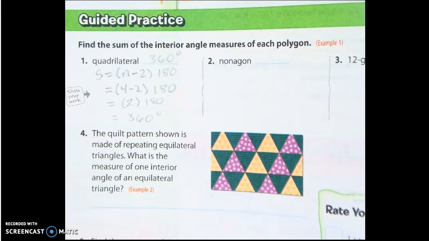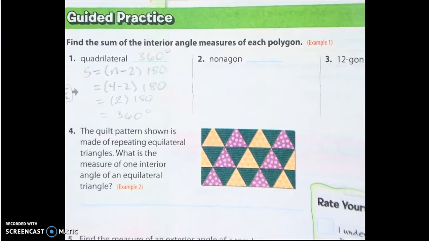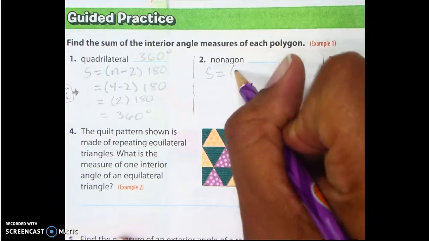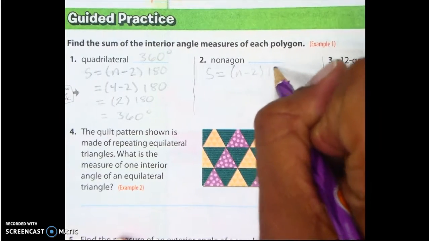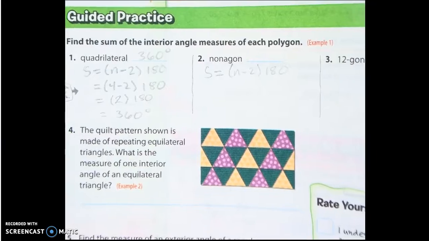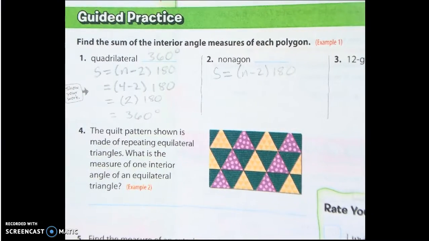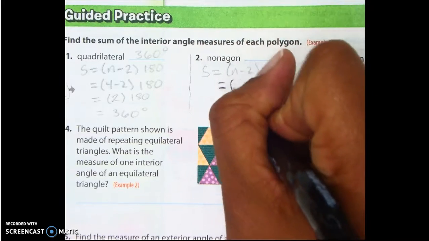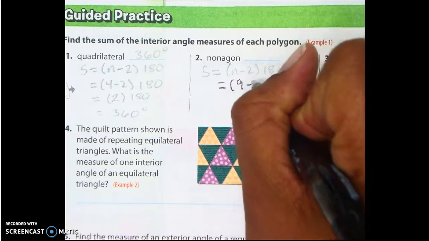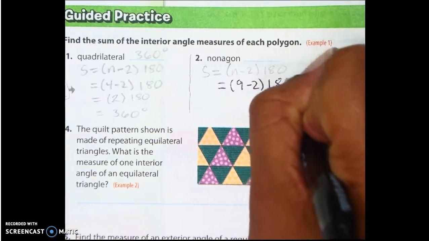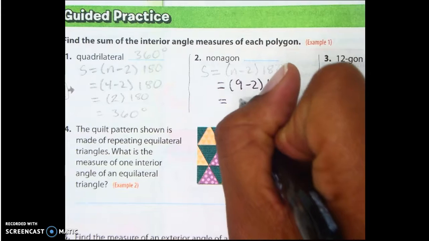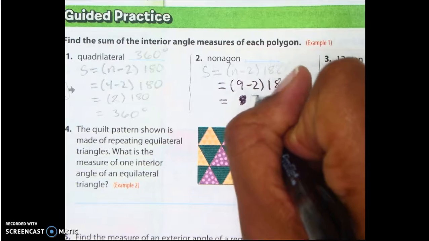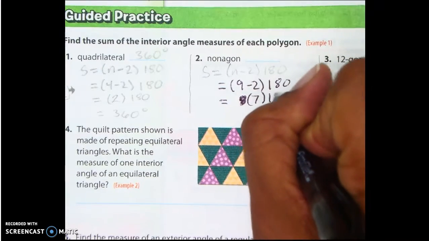You may never have heard of a nonagon, but a nonagon is just a 9-sided shape. So we're going to use the same formula. Once again, the n minus 2 times the 180. So we could find the sum there. And so I'm going to replace the n with 9. So I go 9 minus 2 times 180. 9 minus 2 is 7, times 180.